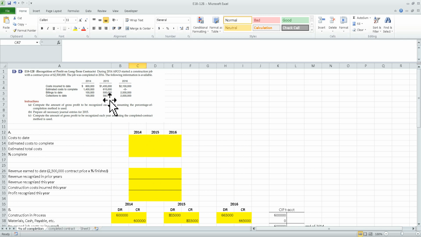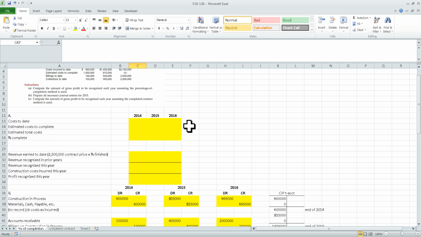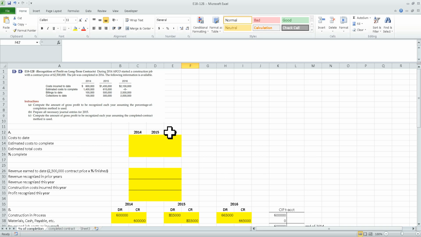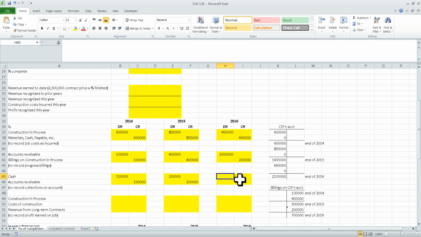In 2015, our collections to date were $300,000. We had collected $100,000 up through the beginning of the year, so our collections in 2015 were $300,000 minus $100,000, or $200,000. So debit cash $200,000, credit accounts receivable $200,000. And in 2016, our collections to date were $2 million. We had collected $300,000 cumulatively at the end of 2015. So in 2016, we collected $1.7 million in cash on our receivables.